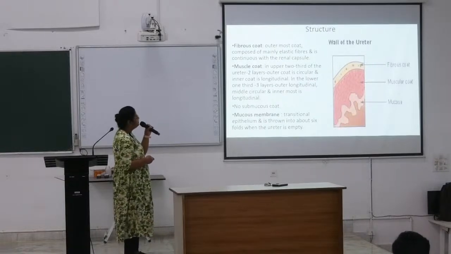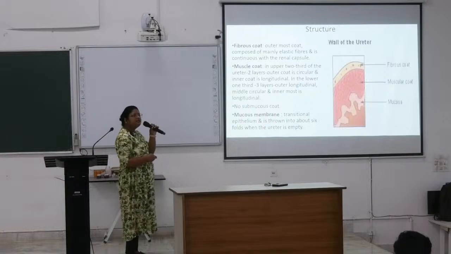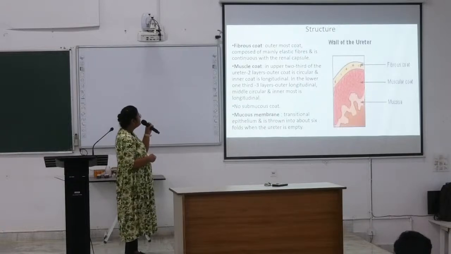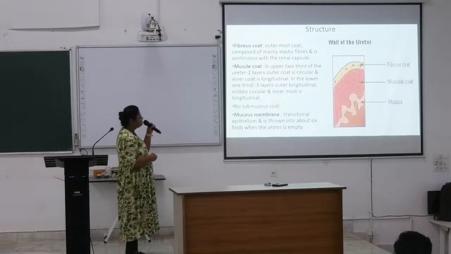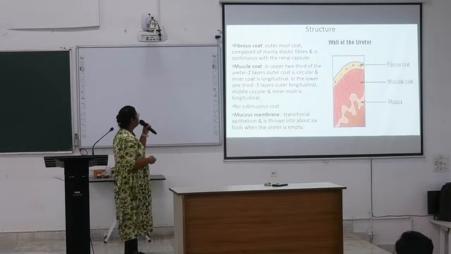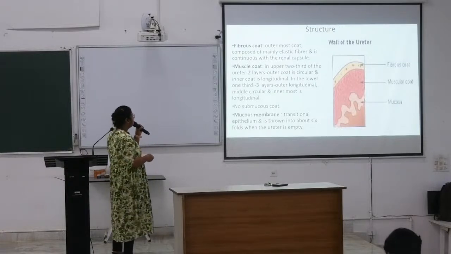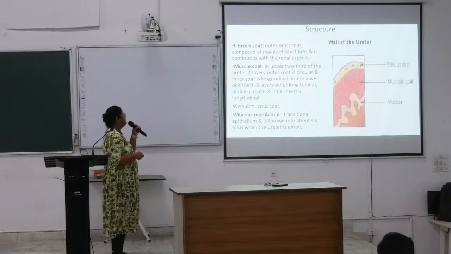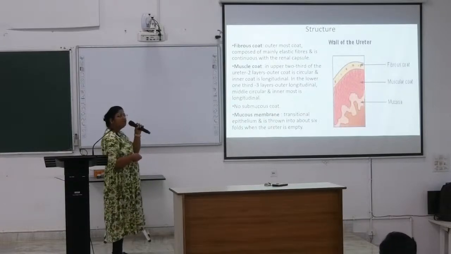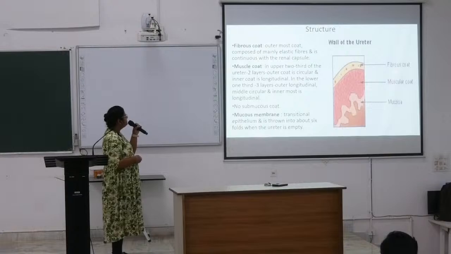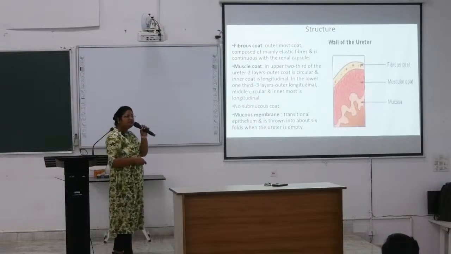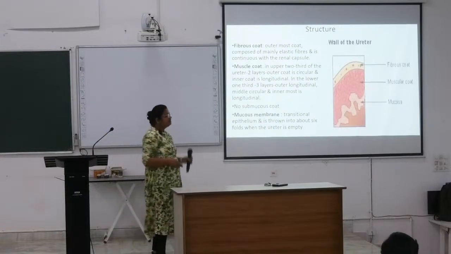One extra layer outside the outer longitudinal layer is added in the lower third: outer longitudinal, middle circular and innermost longitudinal. And no submucous coat is present in the ureter. That is also important. The mucous membrane is lined by transitional epithelium and is thrown into about 6 folds when the ureter is empty. See, these are the folds of the mucosa. That's why the lumen appears star-like, star-shaped lumen.